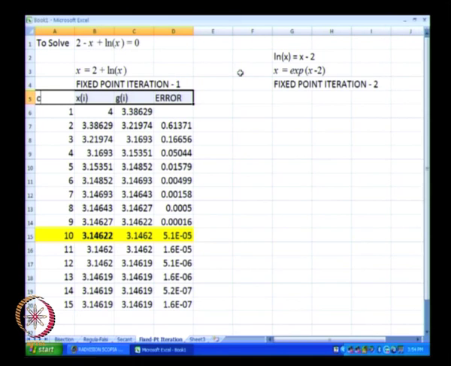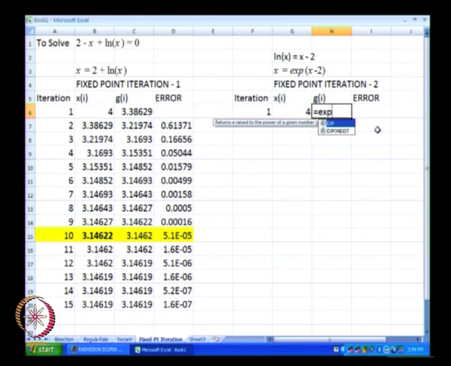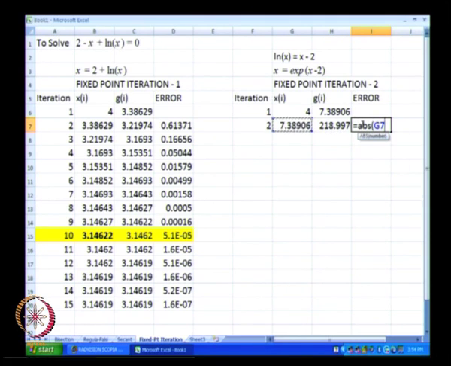The other possibility to write x equal to g of x is to write it in this particular form. In this case g of x is e to the power x minus 2. We will start with x_i equal to 4 and see what happens with g_i. g_i is nothing but exp of x minus 2, and that is the value that we get over here. At the second iteration, x_(i+1) equal to g of x_i, and then g_(i+1) we can just drag over here, and error is nothing but the absolute value of the difference.